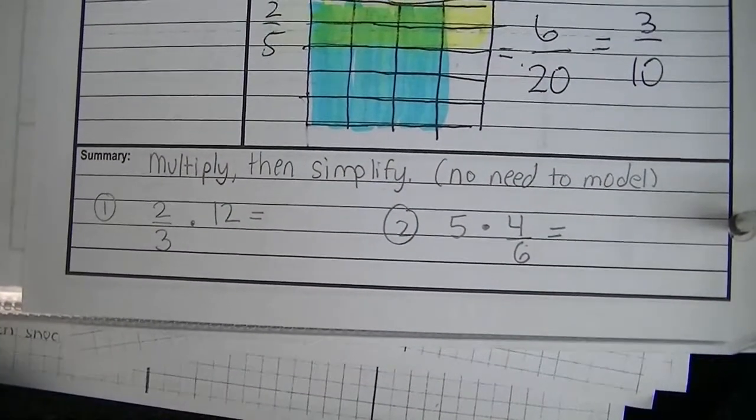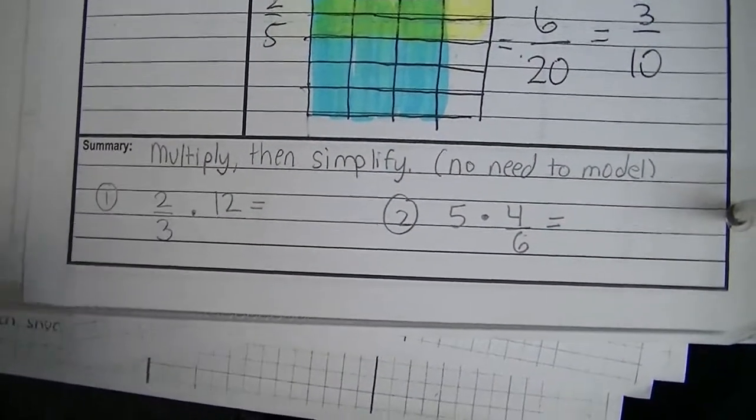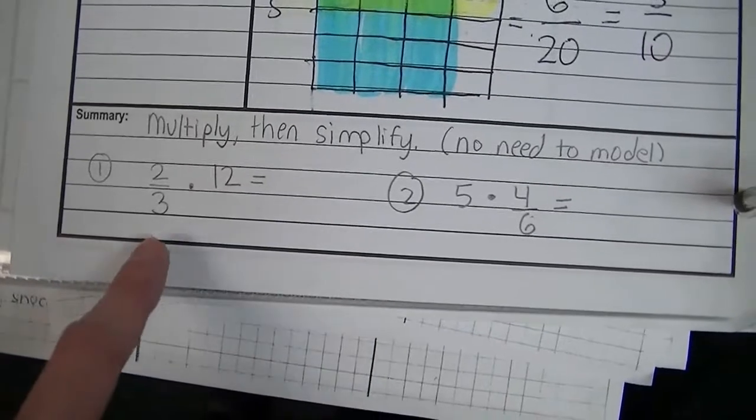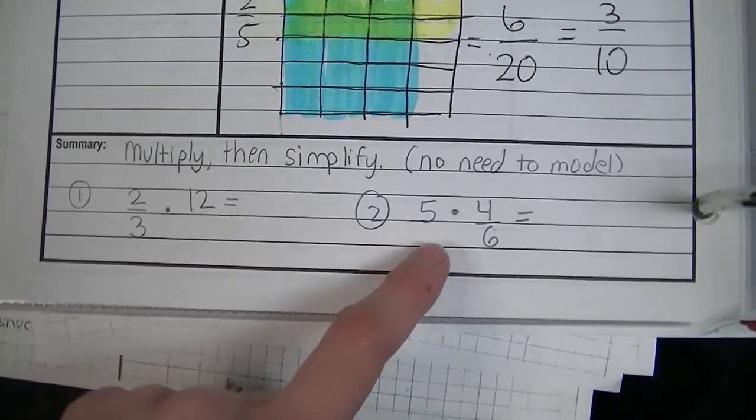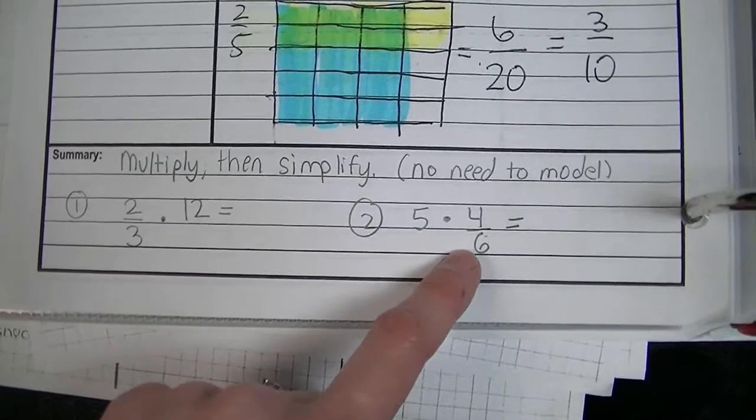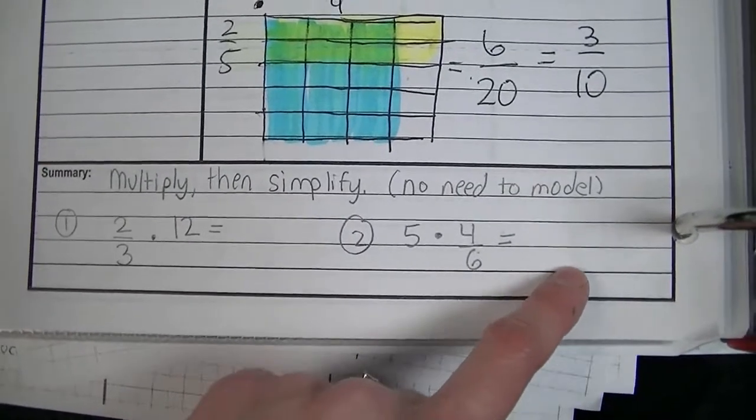For your summary, I want you to multiply, then simplify. You don't need to model them, okay? So 2/3 times 12, give me the answer, and then simplify it if you can. Number 2, I want you to do 5/6 times 4/6. Give me the answer, then simplify it if you can.